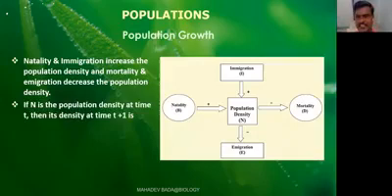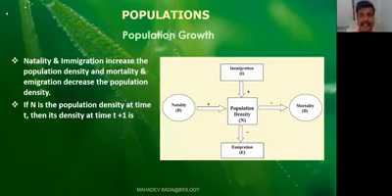Natality and immigration are the two factors that are responsible for the growth of the population. Mortality and emigration are the two factors which are responsible for decreasing the population. So, in a given period of a given geographical area, when people are moving out, emigrating, and when people are dying, mortality, then the population density decreases.